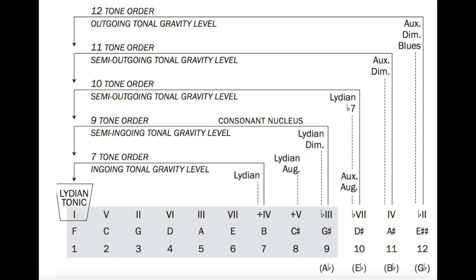In this diagram, again, you can see F going to B as the Lydian or 7-tone order. What you'll find is the more you go to the right, the more tonal gravity shifts and the more outgoing the sound is.